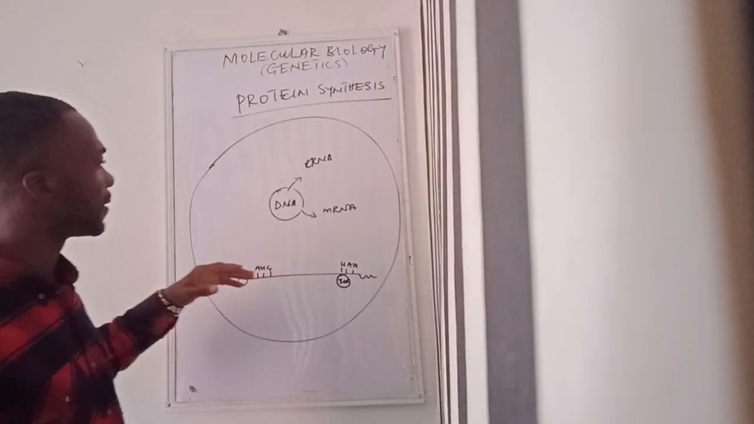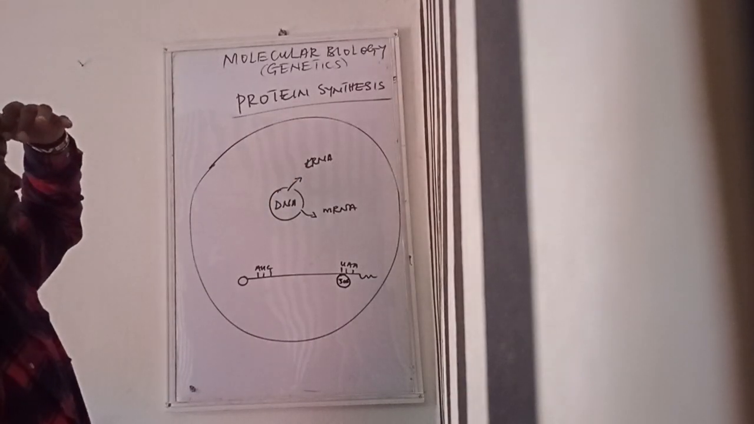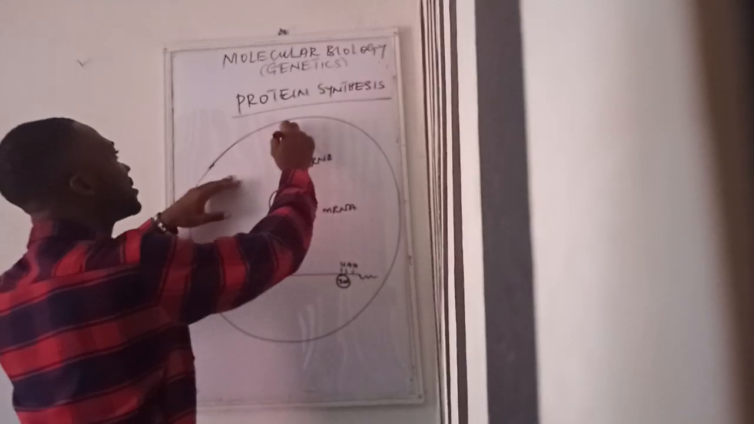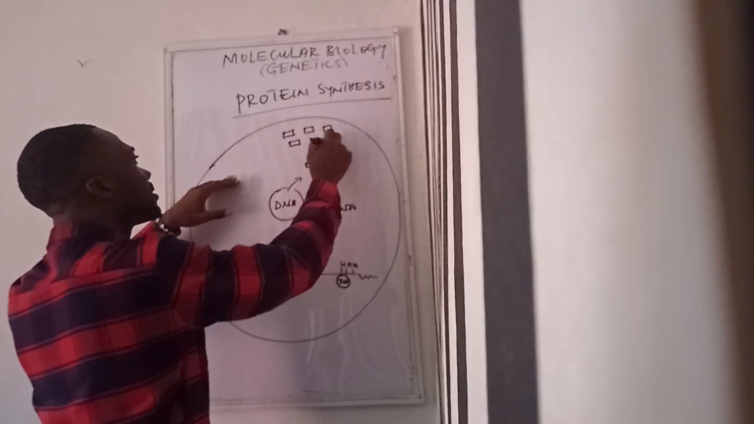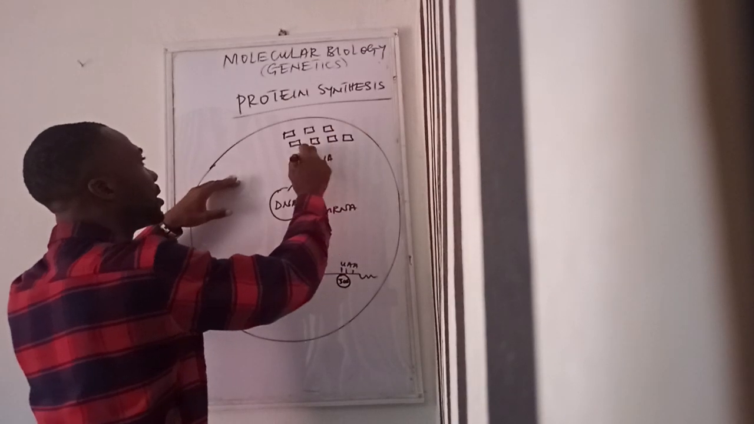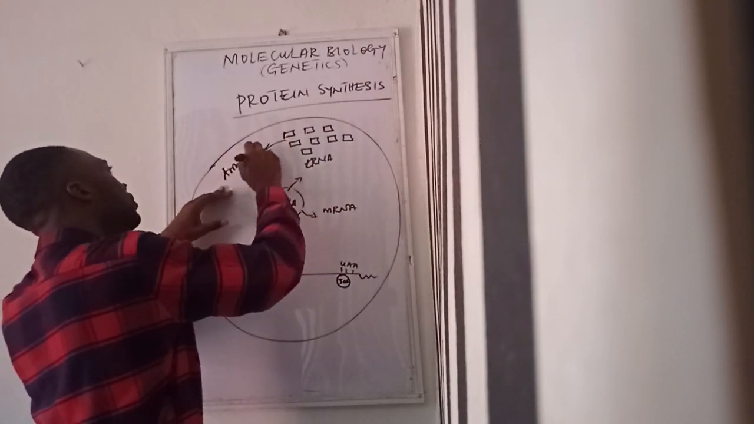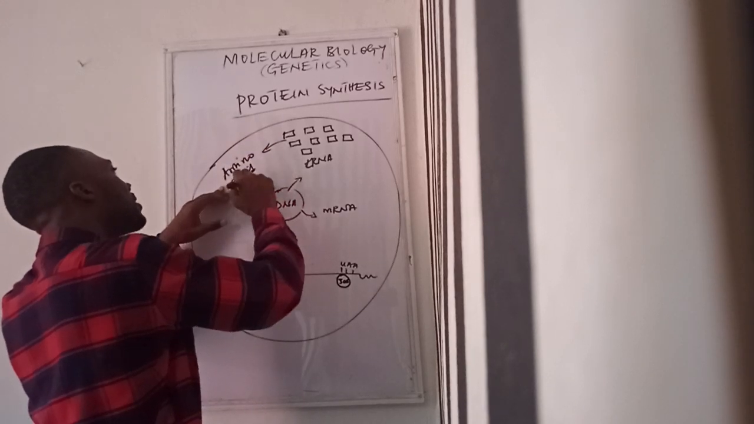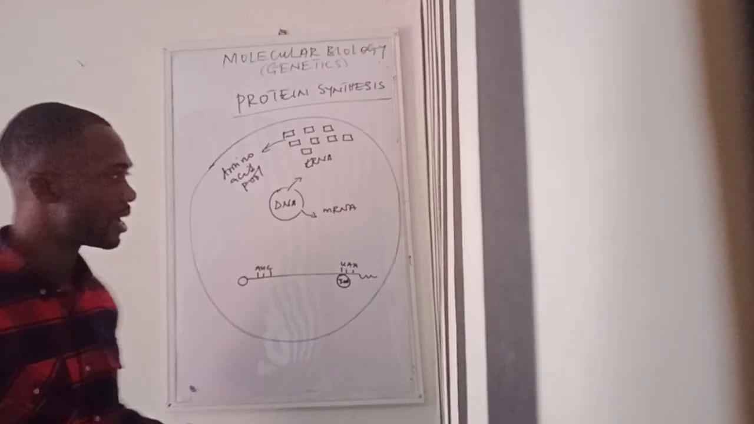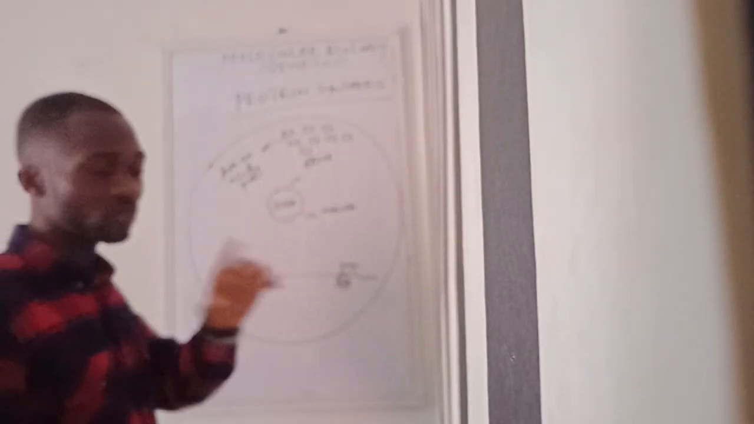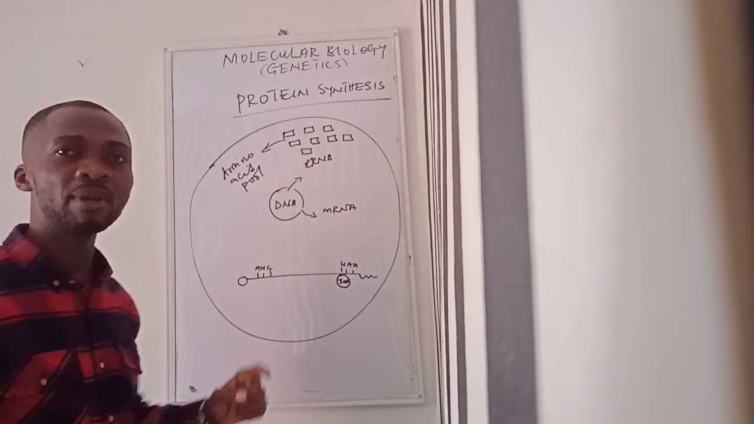And once it does that, then the transfer RNA goes to a place in the cytoplasm which is called the amino acid pool. Within this amino acid pool, you have lots of amino acids. So the transfer RNA goes to pick amino acid.